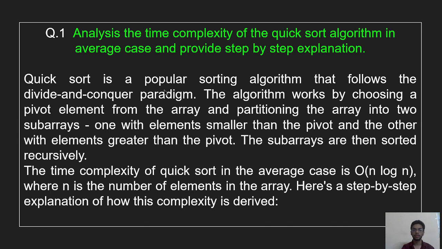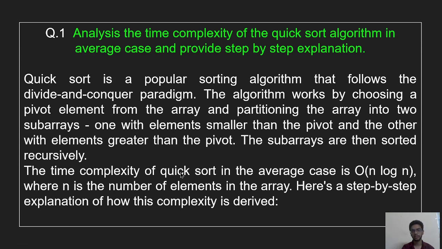So quicksort is a popular sorting algorithm that follows the divide and conquer paradigm. The algorithm works by choosing a pivot element from the array and partitioning the array into two subarrays, one with elements smaller than the pivot and the other with elements greater than the pivot. The subarrays are then sorted recursively.